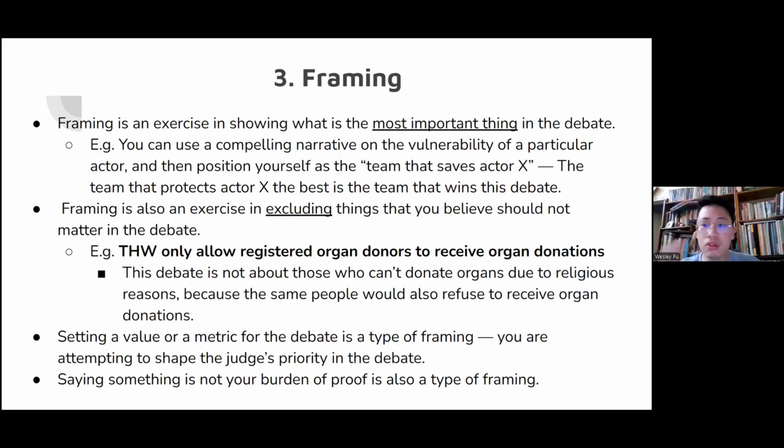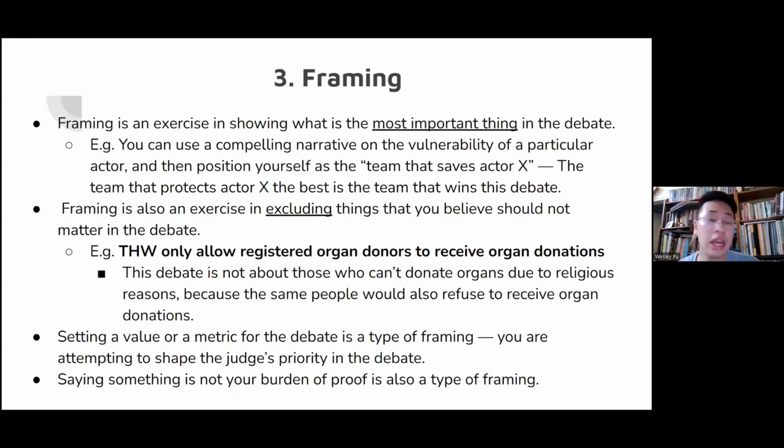Simply, you are allowed to move and position the debate in order to exclude things that you don't think this debate talks about, or very unfruitful information. Setting a value or metric of debate is a type of framing. It's your attempt to shape and tell the judge what the priority of the debate is. Saying something is not your burden is also a type of framing.